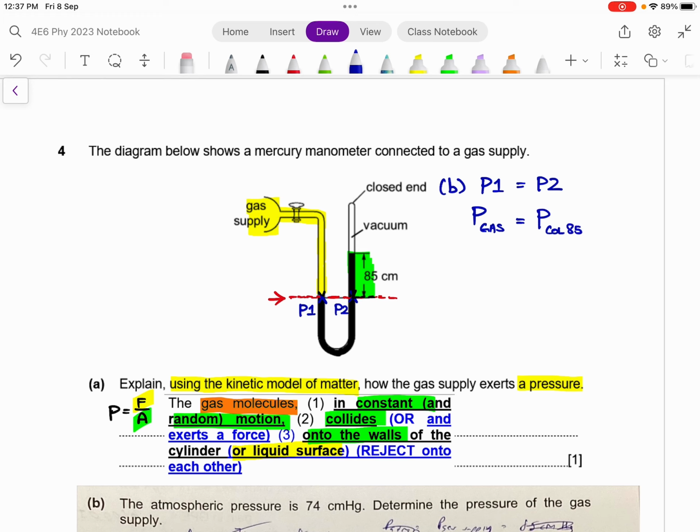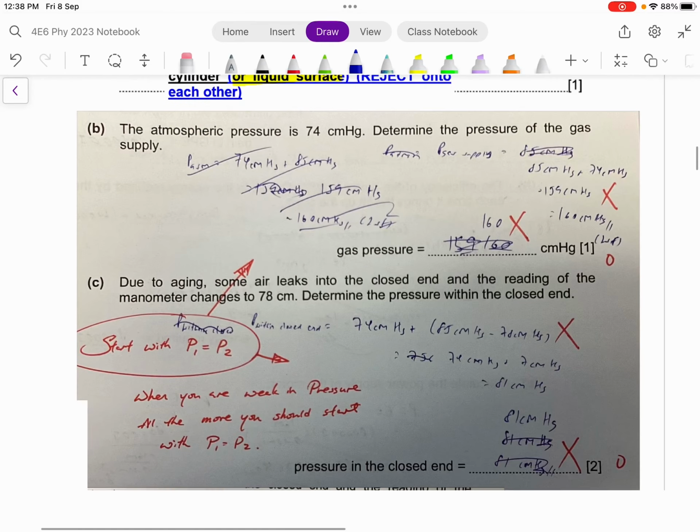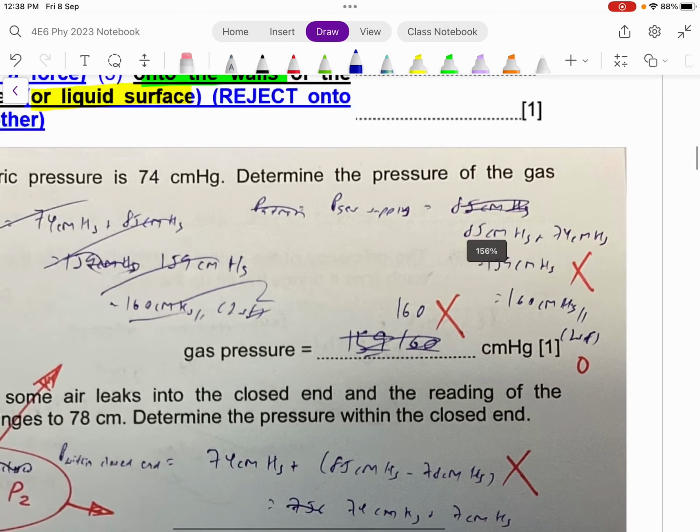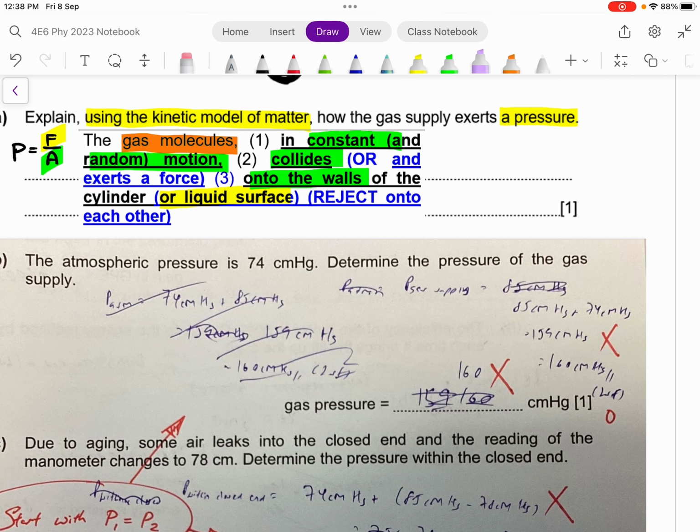On top of this column is vacuum, so there is nothing. It is a closed end, meaning that atmospheric pressure cannot come in as well. There is a rigid glass wall that separates this space from the rest of the surrounding pressure. So there is no atmospheric pressure. What is my gas supply? It is the same amount of pressure as 85 cm of mercury pressing onto a surface. So here, we don't need to do so many things. It's just 85.